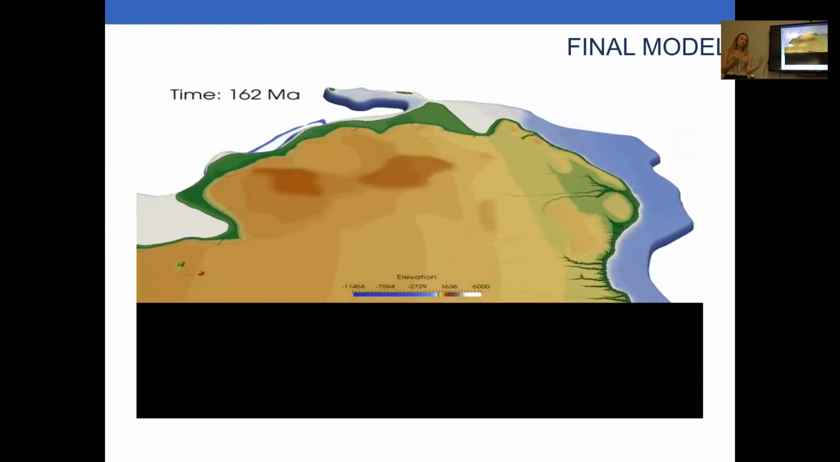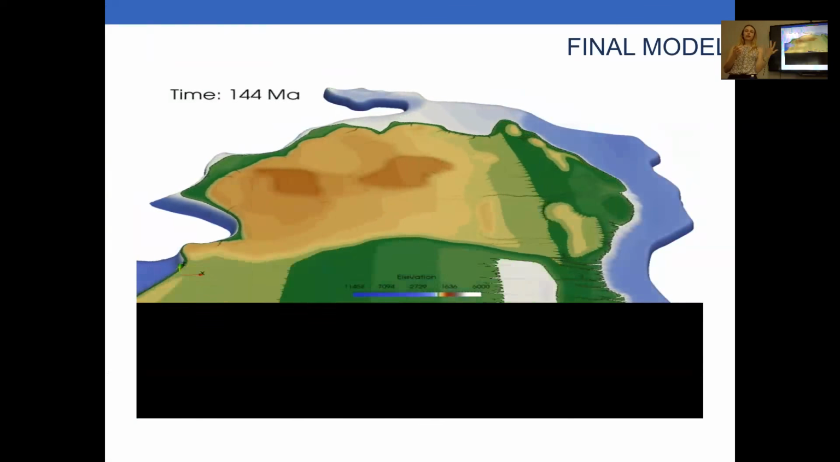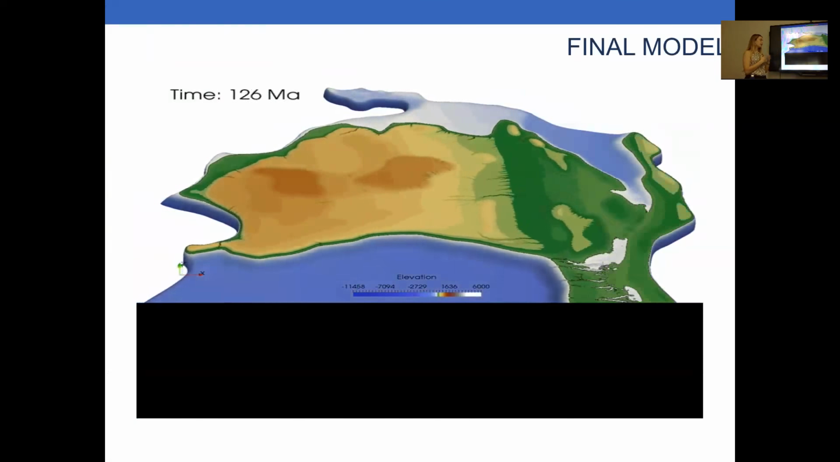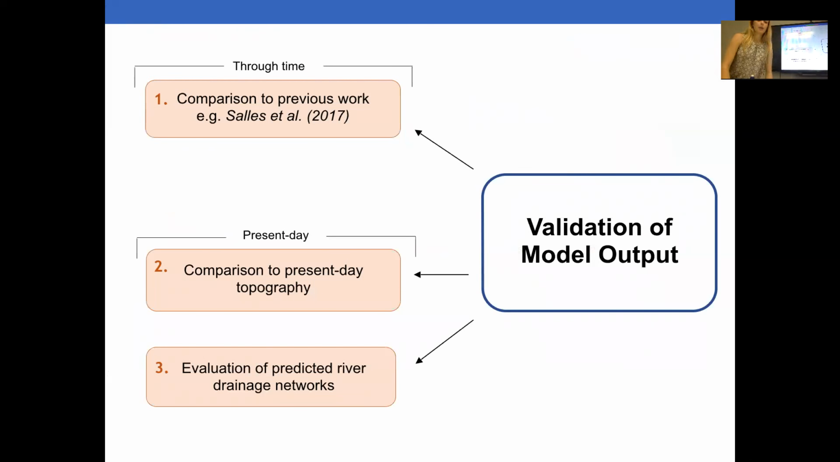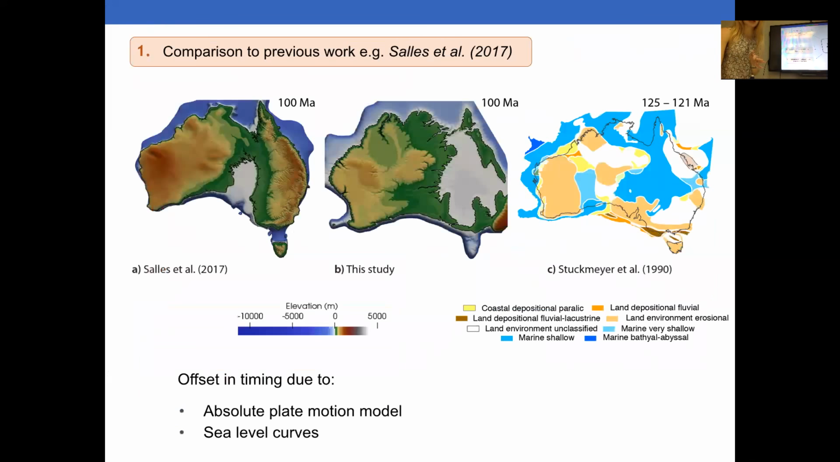However, we wanted to interrogate the models further and, I guess, validate and ground truth the decisions that we made regarding the parameters. So we did this through a few different mechanisms, both through time and at present day. The way we validated the model output through time was through a comparison to previous work and some paleogeography data, which I'll go through in a moment. And then at present day, we also tried to ground truth the data through a comparison to present day topography and an evaluation of the predicted river drainage networks. So now I'll go through this a bit.